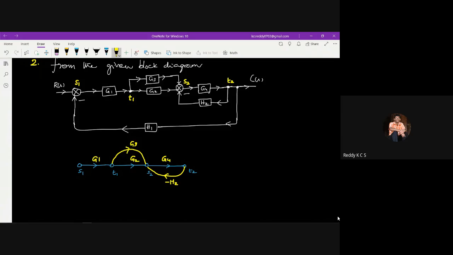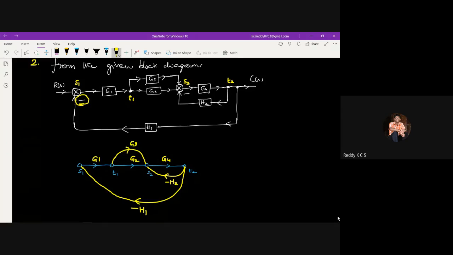Then from one more takeoff point, one more signal is entering at summing point 1. Here is the summing point 1. So one more signal has to enter at this particular point, that is the node, with the value H1, and you can see there is a negative sign here, so minus H1 needs to be represented. So this is a very simple way of obtaining the signal flow graph from the block diagram. This is how we can represent a signal flow graph from the given block diagram.